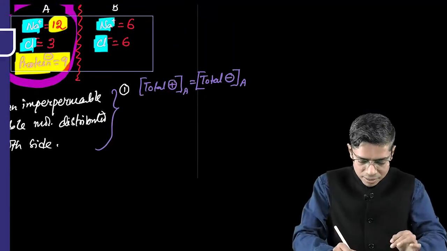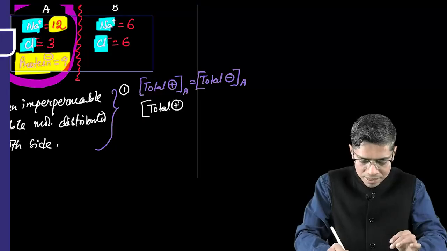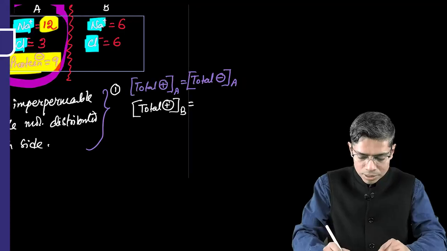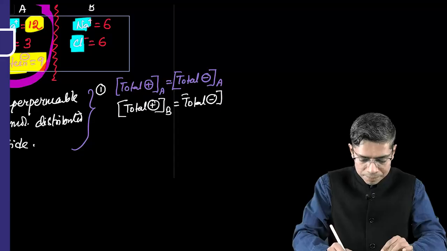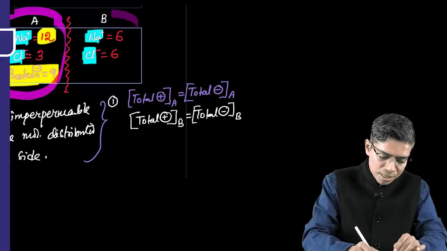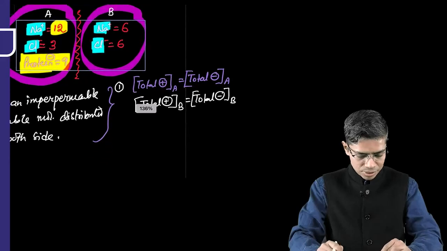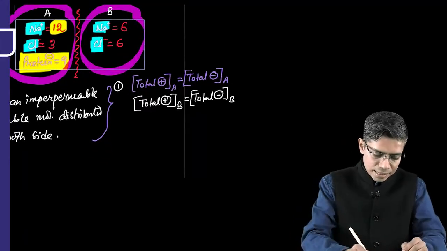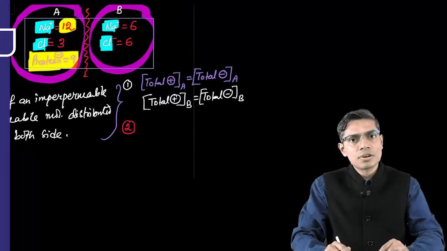And obviously the total positive charges of compartment B are also equal to the total negative charges of compartment B, right? That means I can also understand that compartment B is also an electroneutral compartment. That is the first equation. Then second, you look at the permeable ions only.